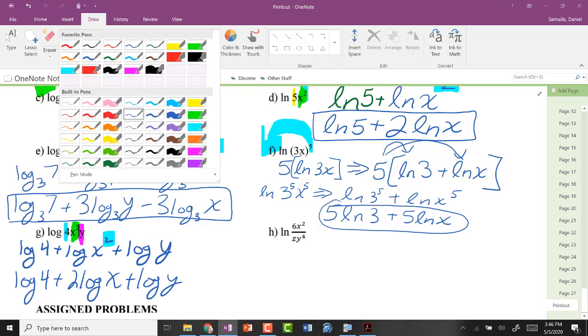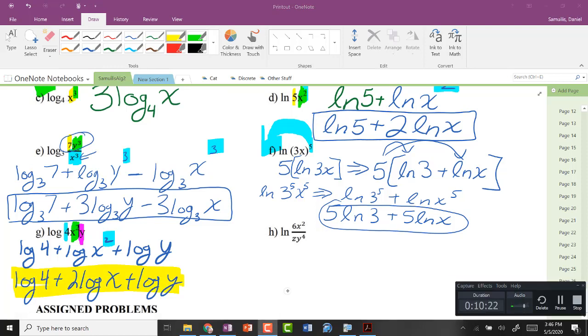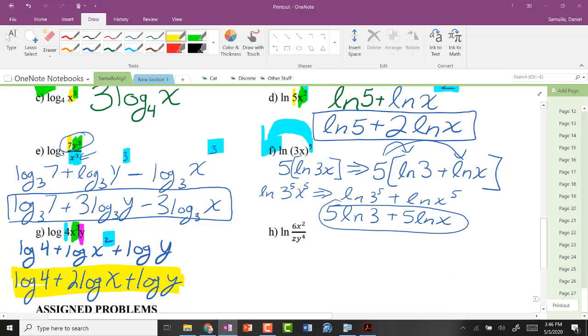All right. Now, if you can just go straight to this step, hallelujah. Good job. So if you can just go to that highlighted step, good. Okay, you should be able to do that. But if you need to show this other step, please do so. But this is the expanded form.